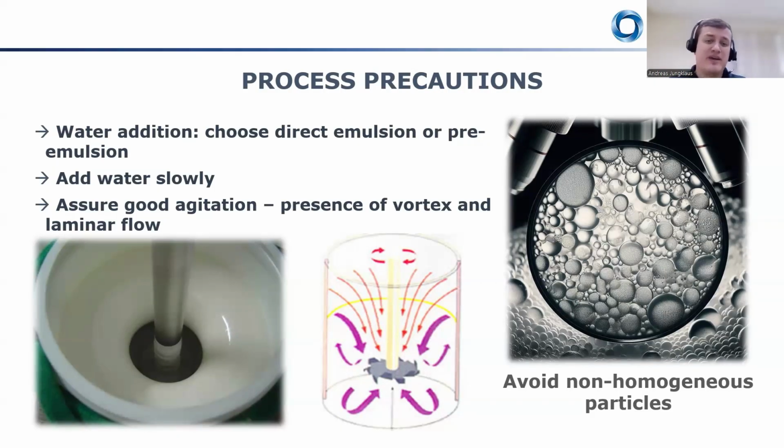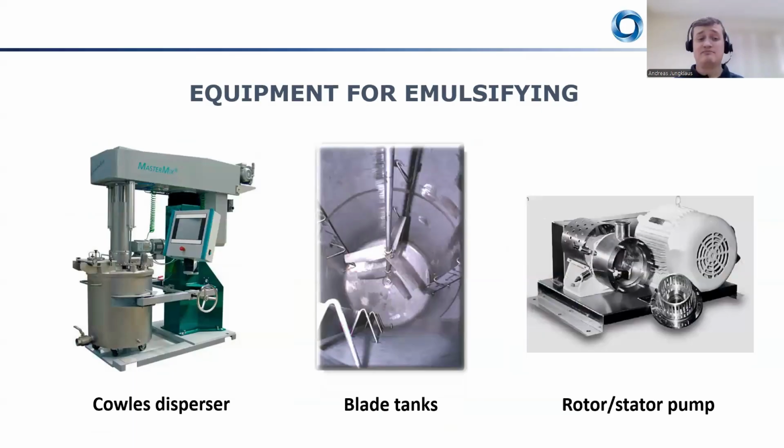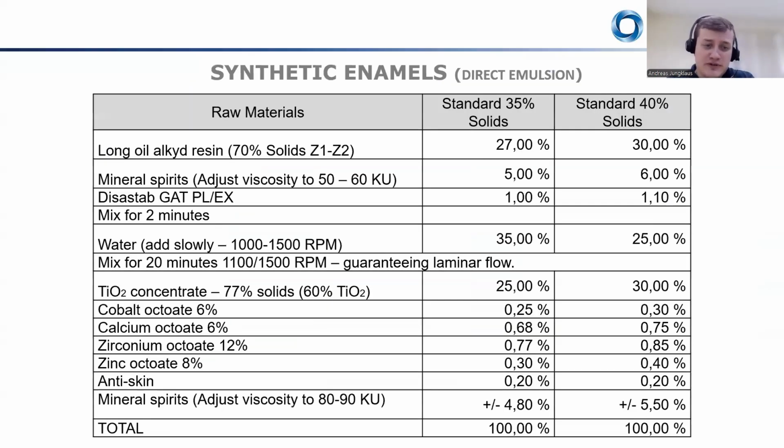If water particles remain either too big or too irregular, the emulsion will break in a short period of time, for sure, because the tendency of those particles is to re-agglomerate when sizes are not equivalent to one another. An emulsion can be performed in 3 different machines: a Cowles disperser, a tank with blades, and the most efficient, a rotor-stator pump.